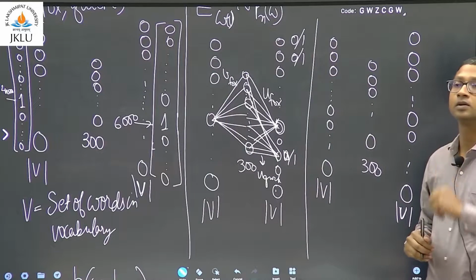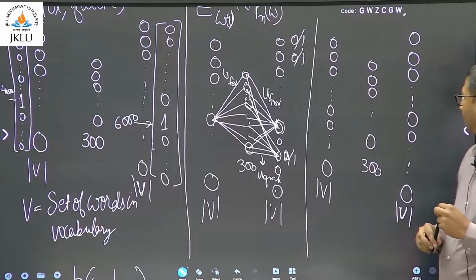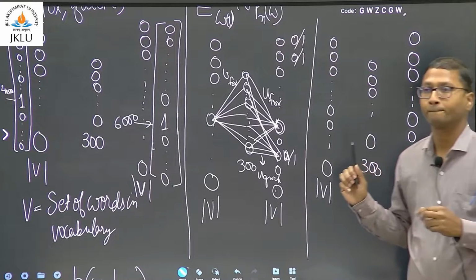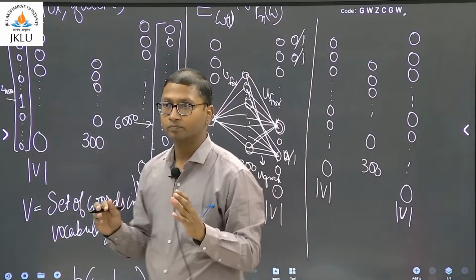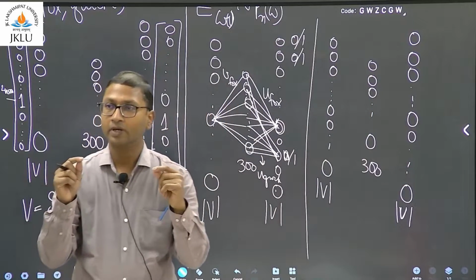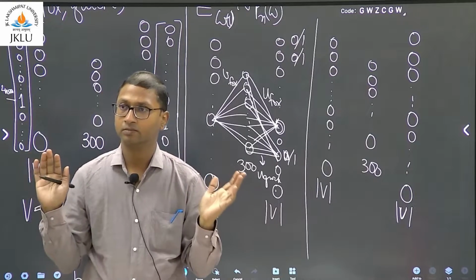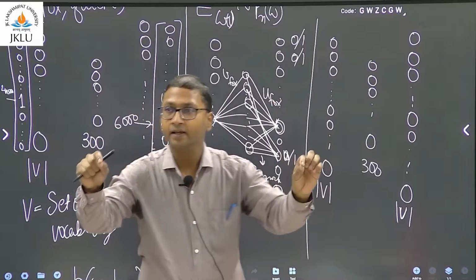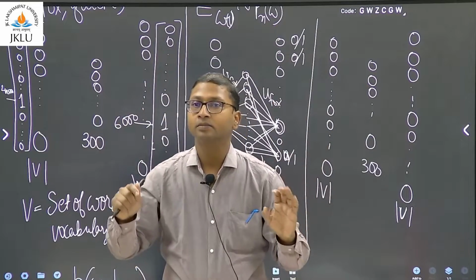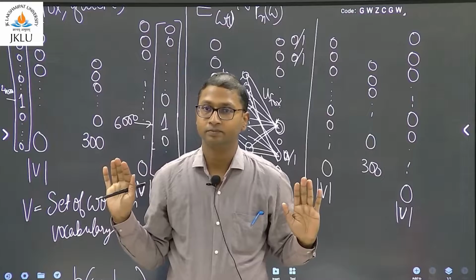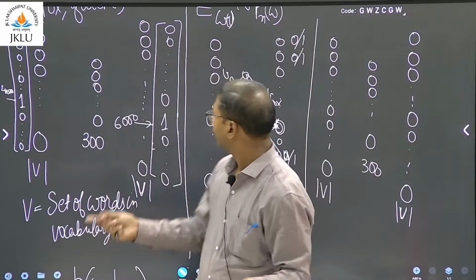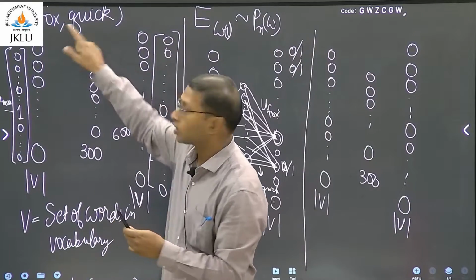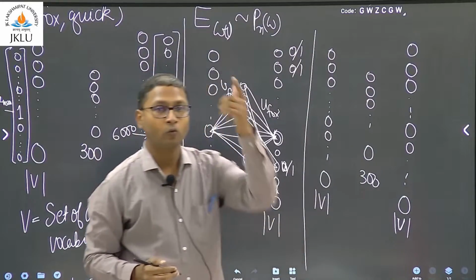Sorry? So, take balanced examples of positive and negative sampling. No, we are not balancing in that sense. So choose k random negative samples. What does it mean? My original example was fox comma quick. Now what am I supposed to do?